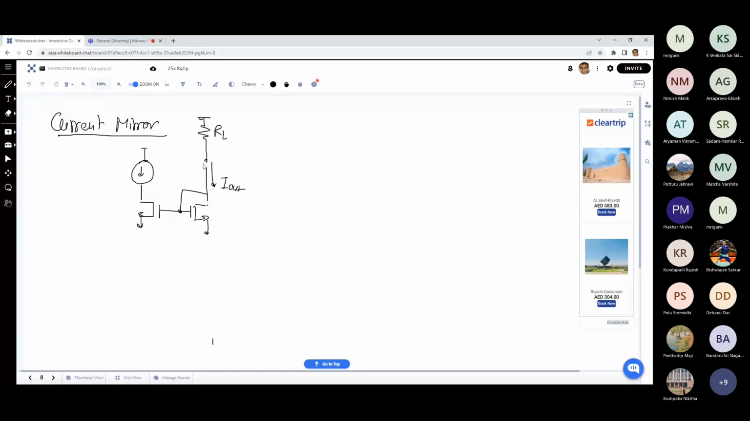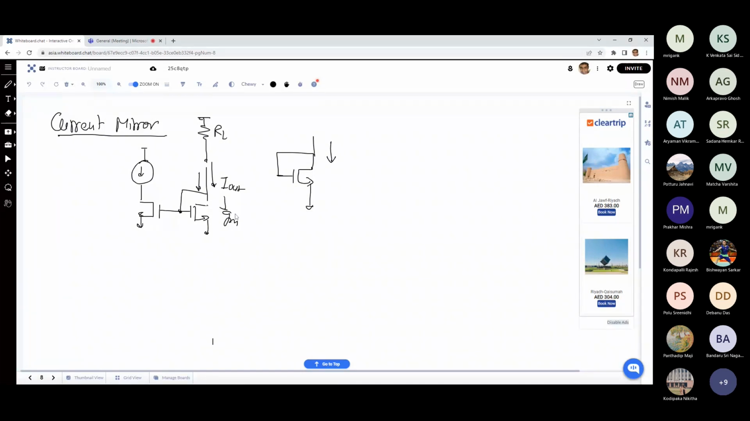So if you direct connect it, then we know that the impedance looking into this node is 1 upon GM of this MOSFET. The moment you have a direct connected MOSFET, this you should remember, there's nothing to be forgotten. It's a very simple thing. Impedance looking into this drain will be 1 upon GM, whether it is PMOS or NMOS. The moment you're connecting the drain and gate, the impedance looking into the drain will be 1 upon GM. So that is one point: we want higher output impedance.